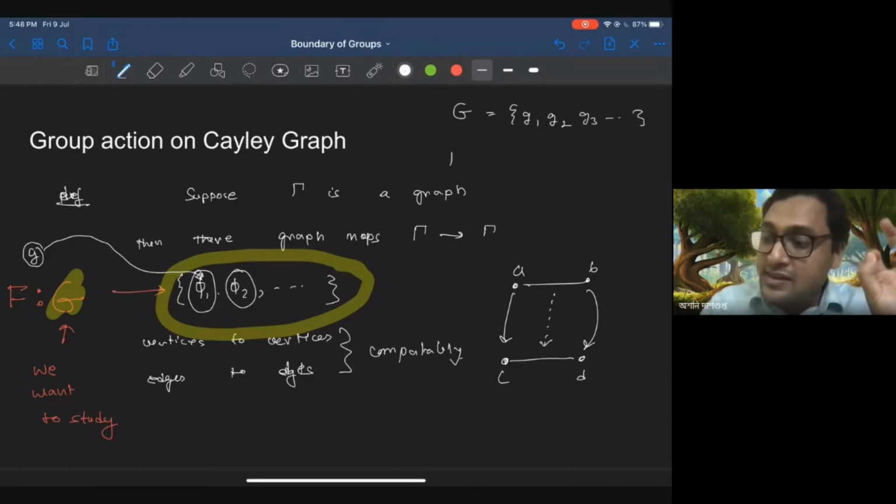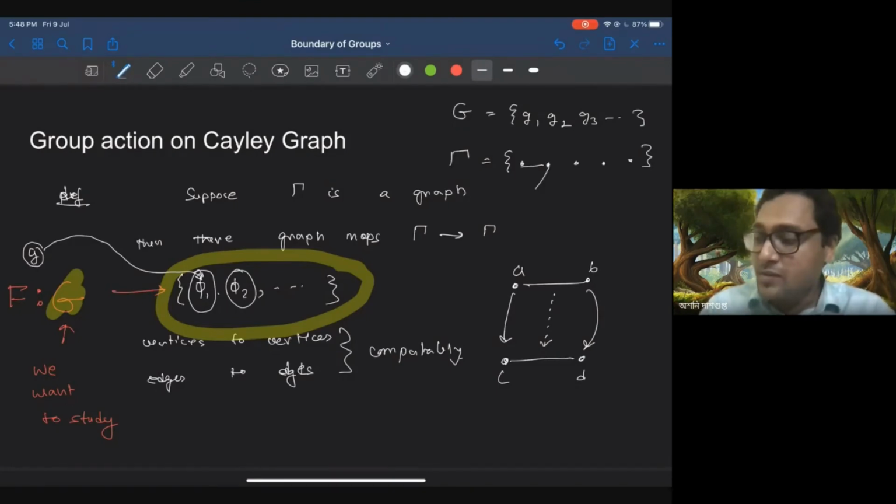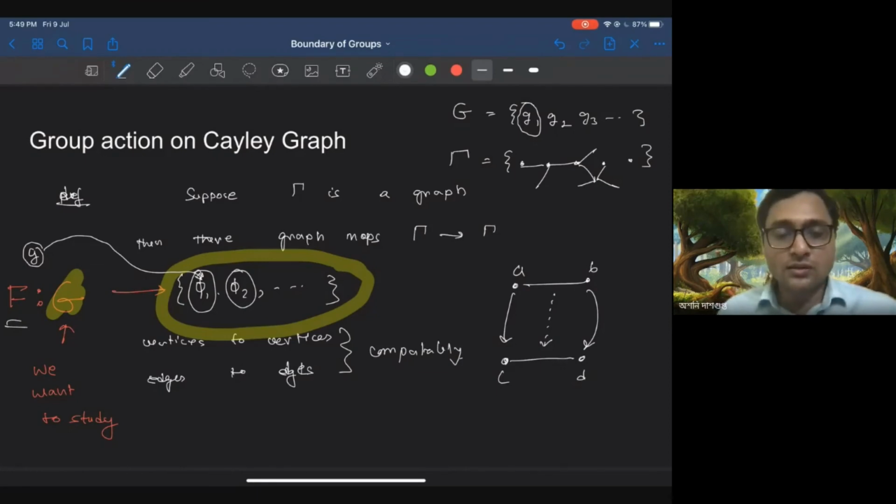You have this graph gamma, which has several points and vertices and edges maybe. So maybe it's like this. So what you are doing is you are thinking about each of these group elements as maps from gamma to gamma. Of course, I have to say a little bit more. I have to say these maps are compatible. I have to say this capital F map is a homomorphism and so on. But let's not go into the details.